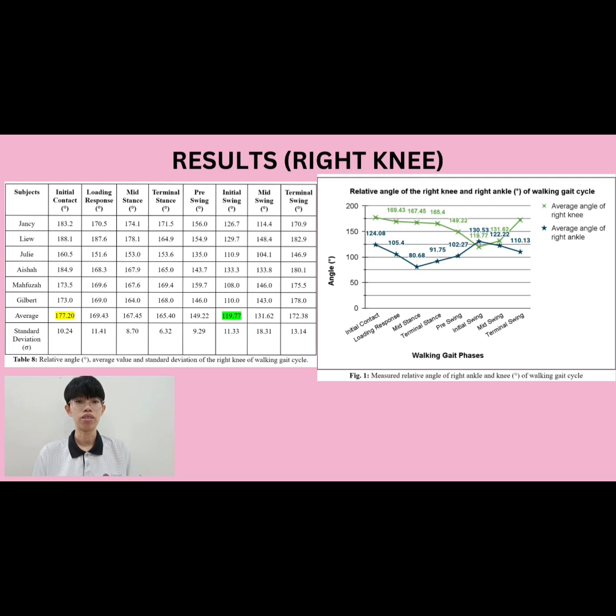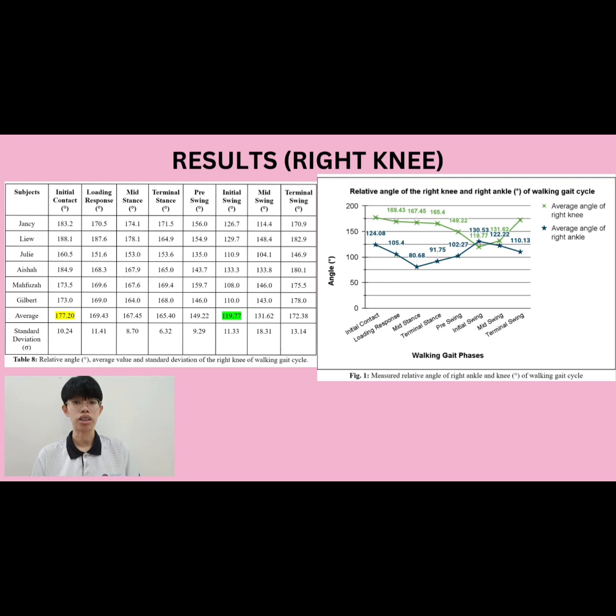Hi, I'm Liu and I will be presenting the results of our study. First of all, Table 8 shows the measured relative angle, calculated average value and standard deviation of the right knee of the walking gait cycle. Figure 1 shows the calculated average value in a graph.